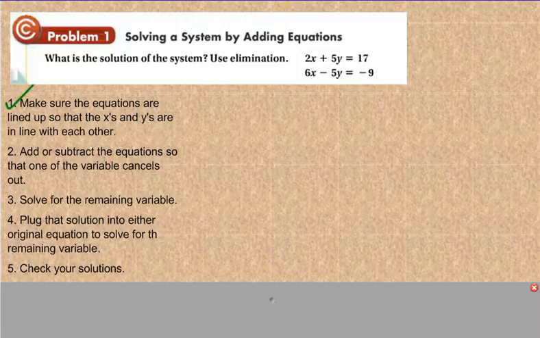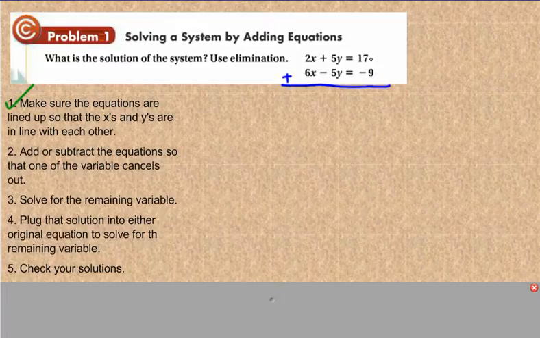Step 2, add or subtract the equations so that one of the variables cancels out. Looking at this, 2 and 6 are not going to cancel out right away. So let's see if the y's will cancel out. This one has a positive 5y, this one has a negative 5y. Those are opposites, and adding opposites together cancels them out. So I'm going to add these whole equations together.